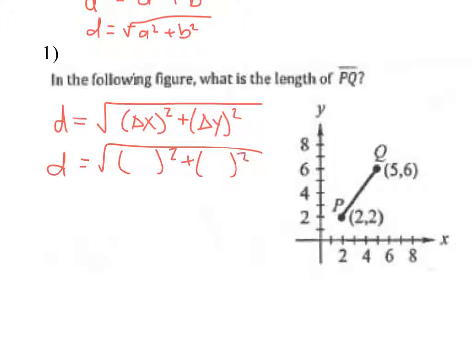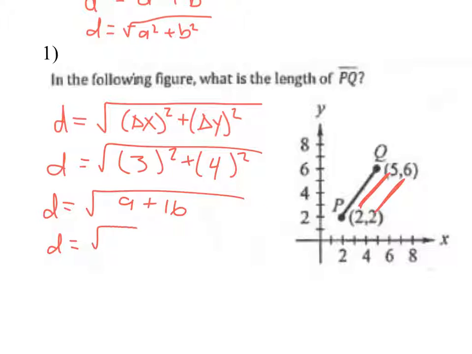So instead of writing the x's and the y's, I'm just going to find their difference. The difference between these two x values is 3. The difference between these two y values is 4. So that's going to be 3 squared is 9 and 4 squared is 16. So it's going to be the square root of 25, which of course is 5. The distance between them is 5.